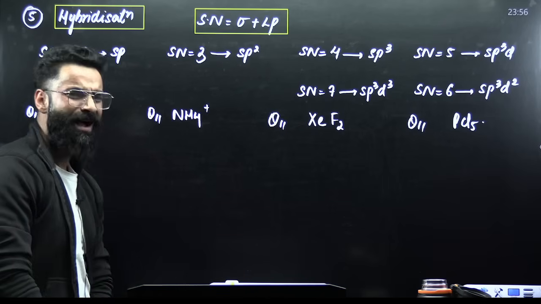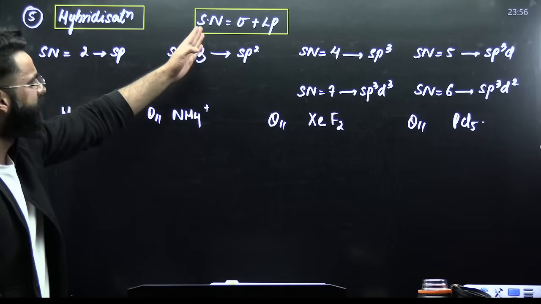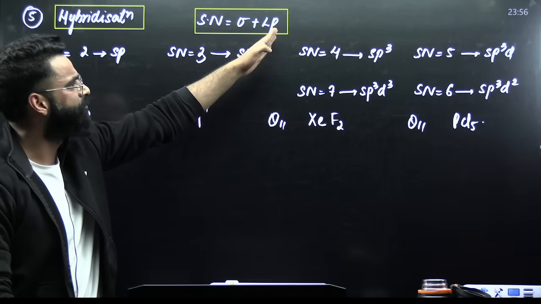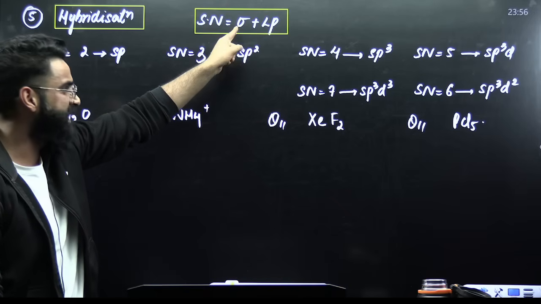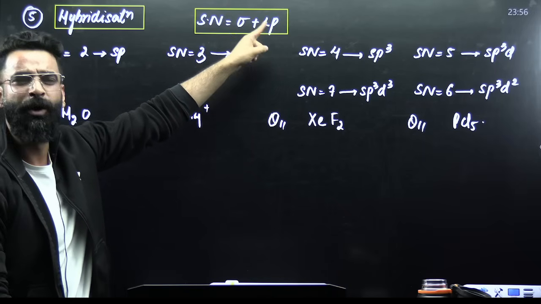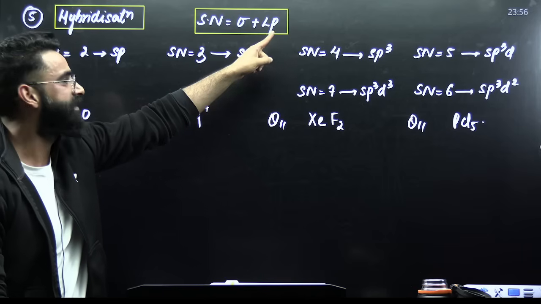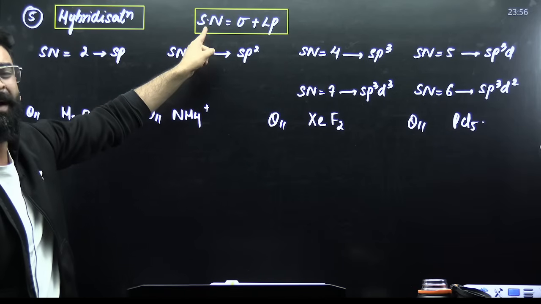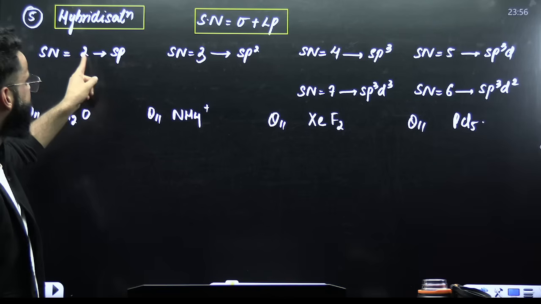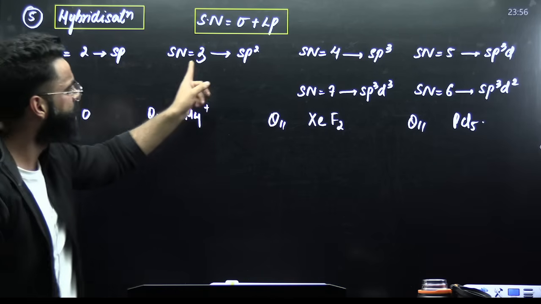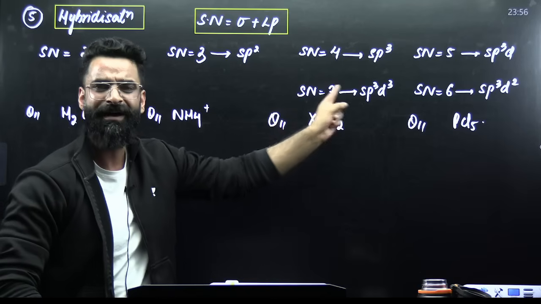Now, hybridization. How do we calculate hybridization? Number of sigma bonds plus number of lone pairs. The number of sigma bonds that the central atom forms, plus the lone pairs which the central atom has. The sum of these two gives you a number called the steric number. If the steric number is 2, hybridization is sp. Steric number 3, sp2, 4, sp3, and so on, right?